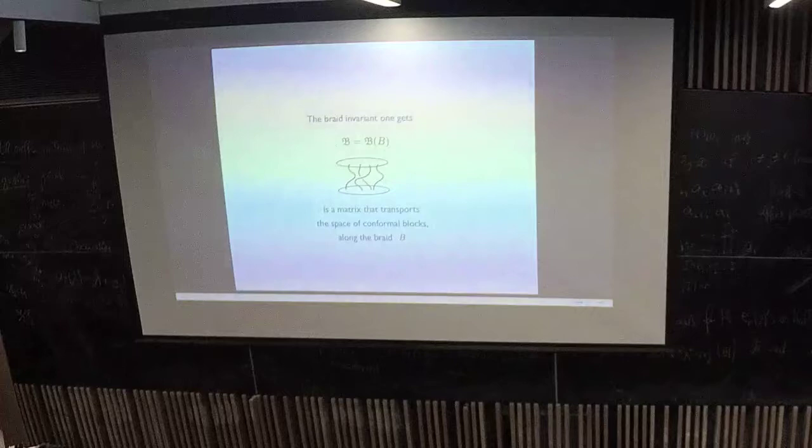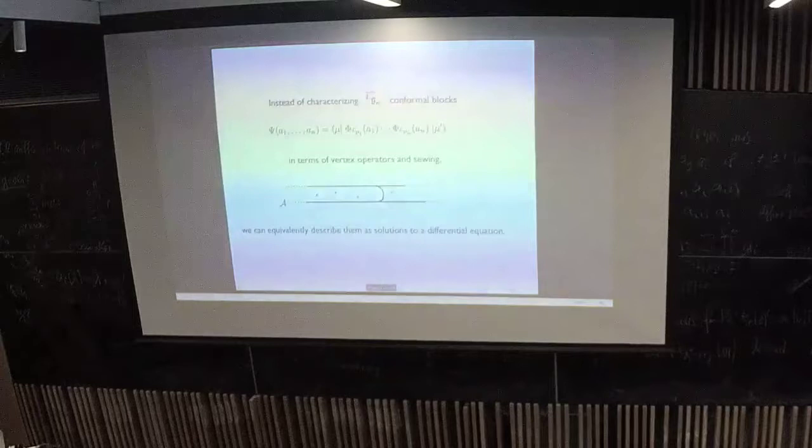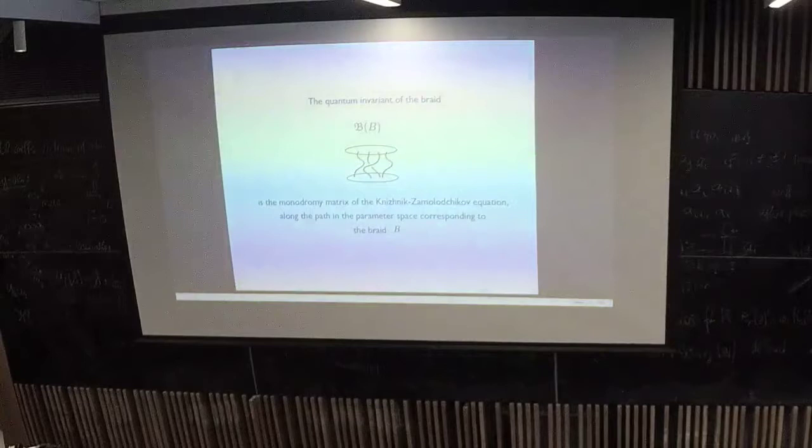Now, if you want to make explicit what it means to transport a space of conformal blocks along the braid, then a different view is helpful. It's not necessary, but it's helpful. So instead of thinking about conformal blocks in terms of vertex operators and so on, where, for example, the fact that level kappa is an integer is crucial, we can describe them as solutions to differential equations, in which case the fact that level kappa is an integer is not crucial anymore. The equation that they solve is the Knizhnik-Zamolodchikov equation. So from this perspective, the invariant of the braid is the monodromy of the Knizhnik-Zamolodchikov equation along the path in parameter space corresponding to the braid.